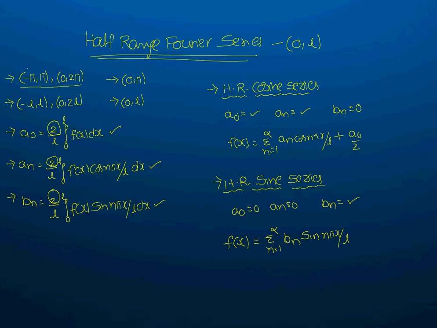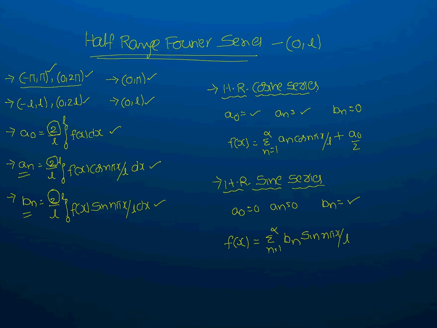Previously we discussed the interval minus pi to pi and 0 to 2 pi. And we have discussed the interval minus L to L and 0 to 2L. Half range means we will discuss in the interval 0 to pi. Here we will discuss in the interval 0 to L. So what is the formula for A naught here? 2 by L into integral 0 to L f of x dx. Similarly, an is equal to 2 by L into this much. Similarly, bn is equal to 2 by L into this much.